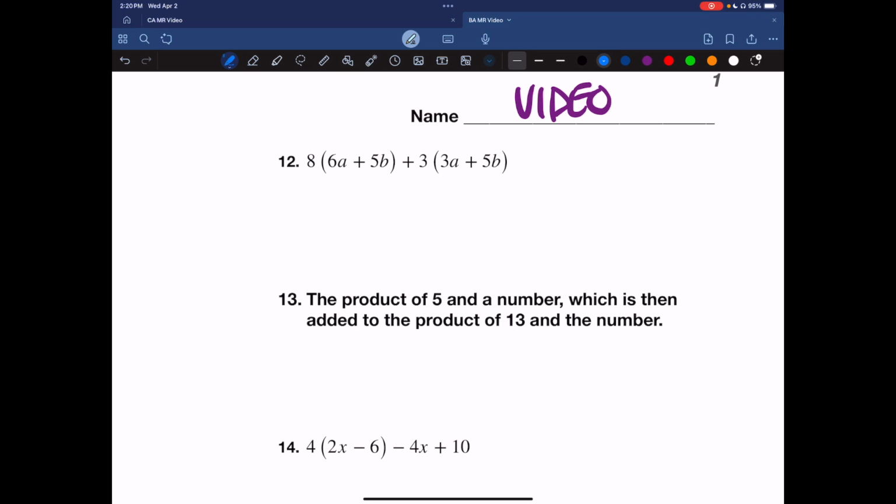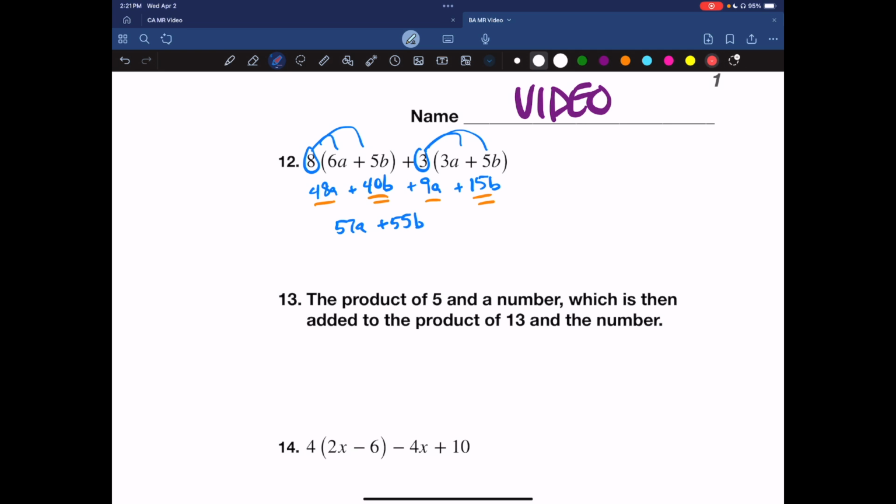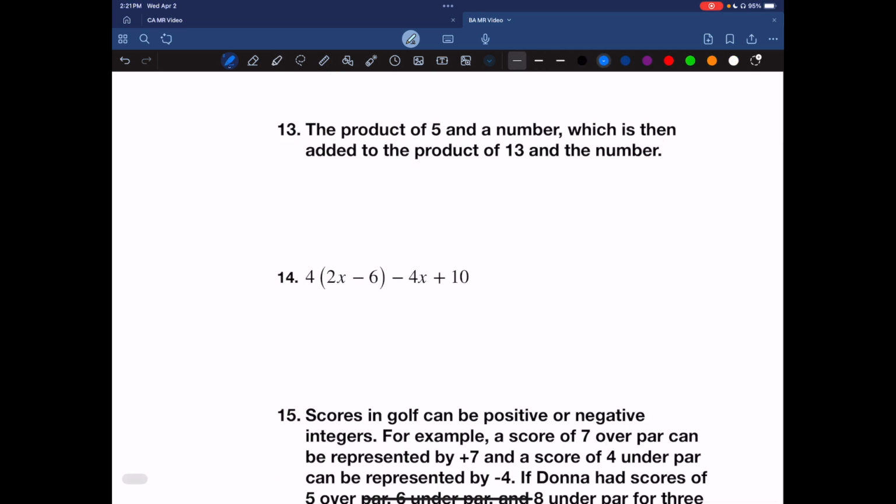Okay, here I'm going to distribute. So I'm going to take the 8 and give it to everything inside. I'm going to take the 3, give it to everything inside. So essentially I'm expanding everything, and then I'm going to combine like terms. So 8 times 6 is 48, and the a is going to just hang out. 8 times 5 is 40, and the b is just going to hang out. 3 times 3 is 9, and the a is going to hang out. 3 times 5 is 15, and the b is just going to hang out. Again, you got an a here and here, a b here and here. So 48 plus 9 is 57a, plus 40 and 15 is going to be 55b. That's my answer.